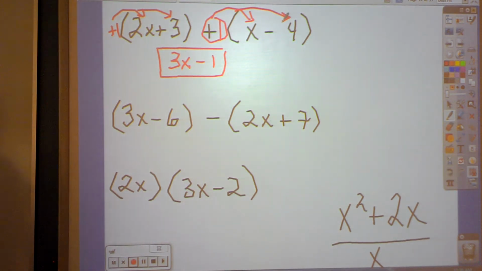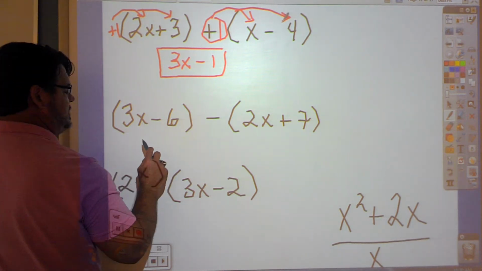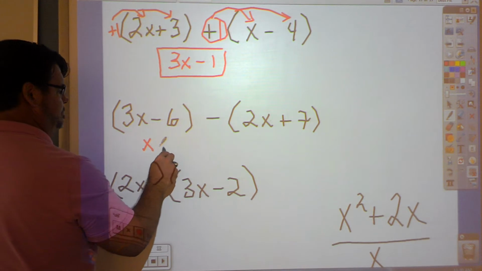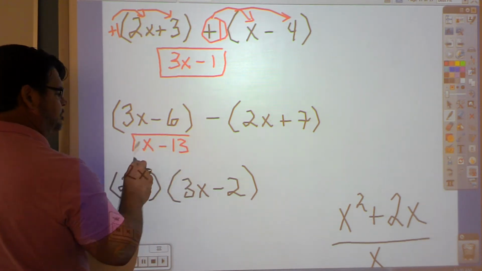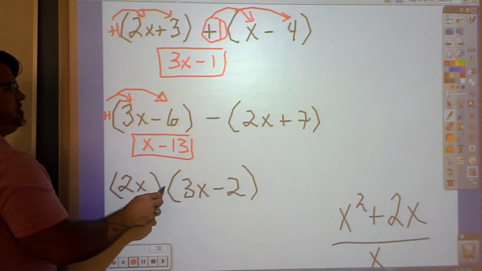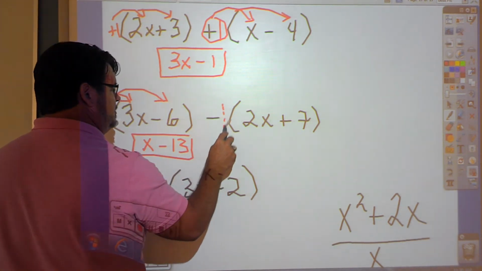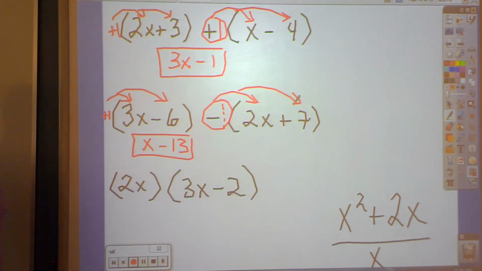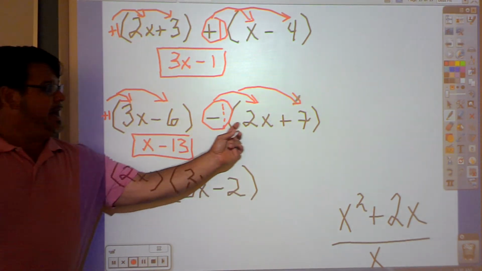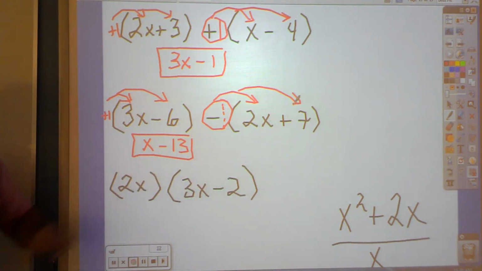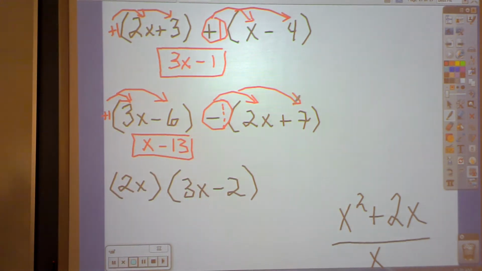Let's do this one. What's 3x minus 2x? 1x, and what's negative 6 minus 7? -13. Take the positive 1 here, and nothing changes, but what happens here? That negative 1 changes the whole world. And you get 3x minus 2x, and then negative 6 minus 7 is negative 13.